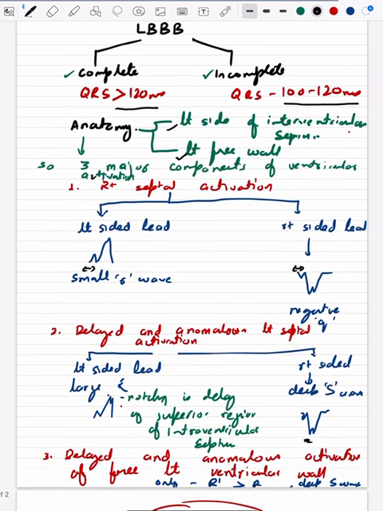Following which, once the septal activation has happened, there is a delayed and anomalous left septal activation, which will lead to, again in the left sided leads, that is V5, V6 or I, aVL, a large R wave, that is a positivity. Similarly, in the right side you will get a deep S wave. Now important is the notching. Notching shows there is a delay of depolarization of the superior region of the interventricular septum.